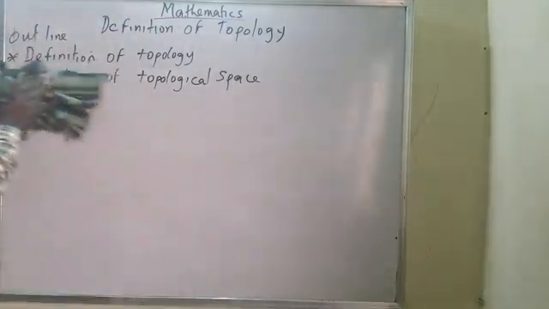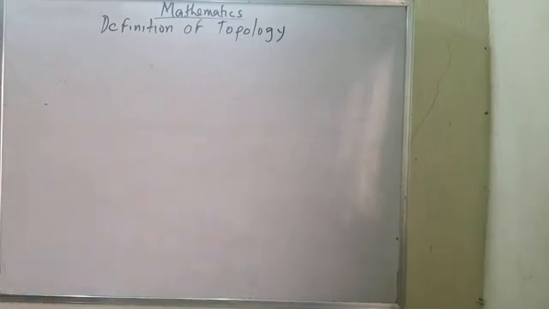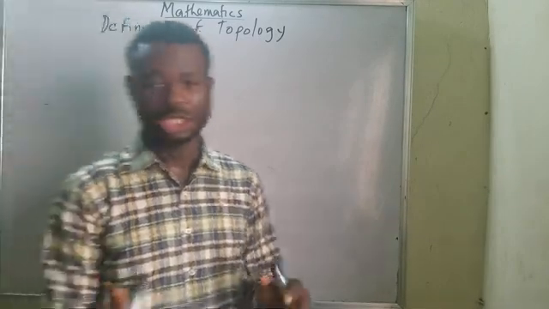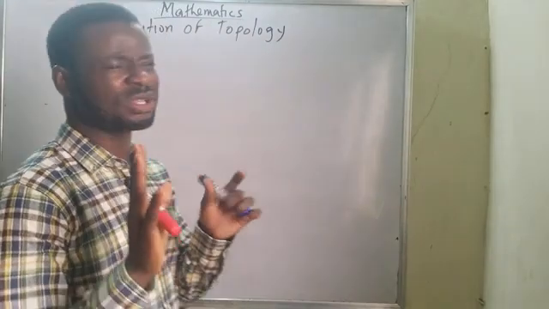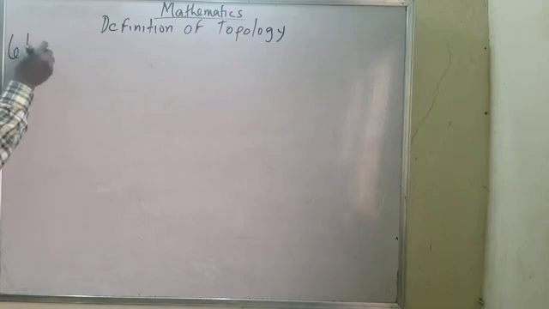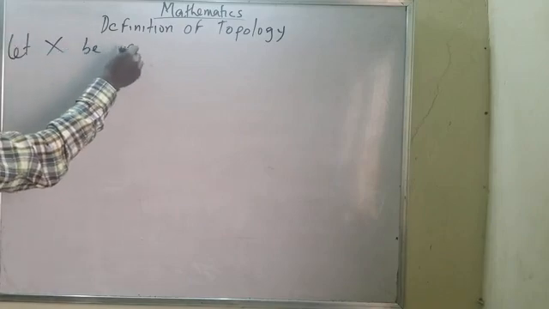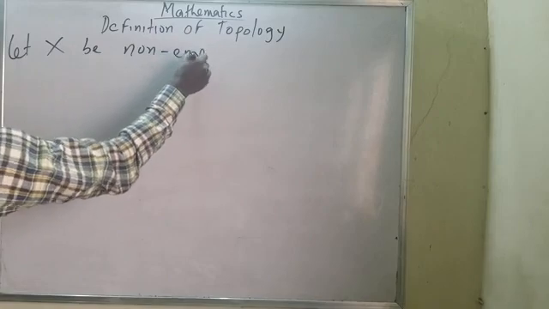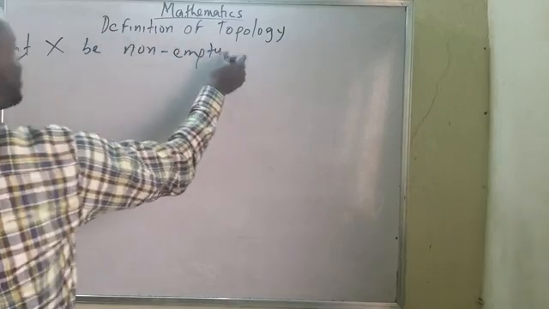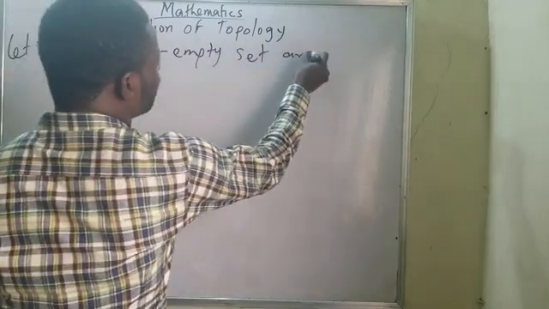Now when we talk about topology, how do I define topology? Anytime you define topology, you must consider four things. But normally I will first make a declaration. The declaration will be: let X be a non-empty set.